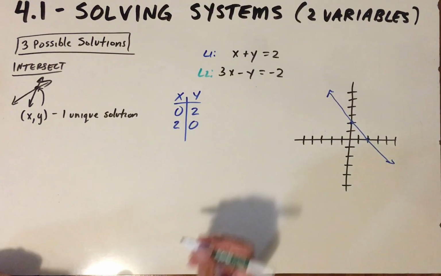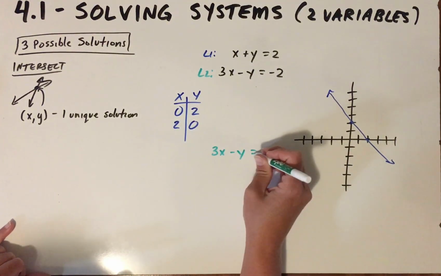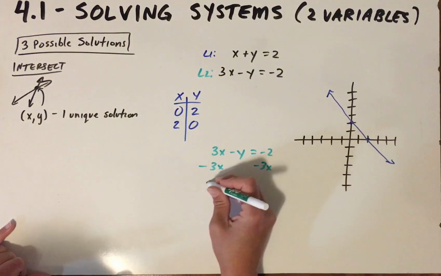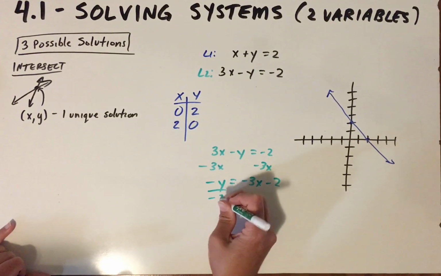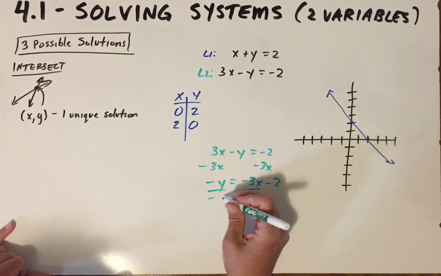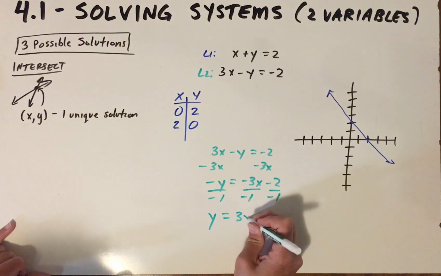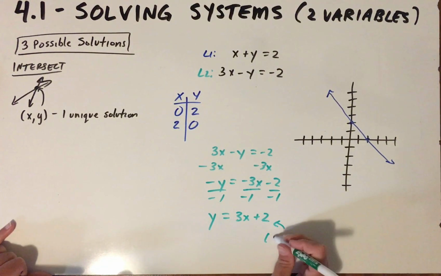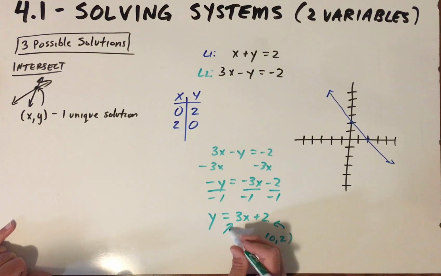Okay, well, what about line 2? I'm going to take line 2 and solve for slope-intercept form because that's going to be the easiest here. So I'm going to get a negative y is equal to a negative 3x minus 2. I'm going to divide everything by a negative 1. And when I do that, I get that y is equal to 3x plus 2. Slope-intercept form says that this is the point 0, 2, and this is my slope here.